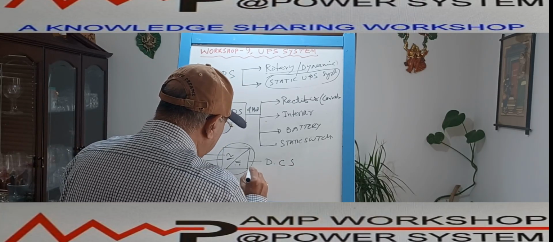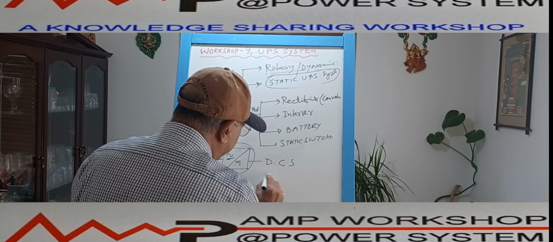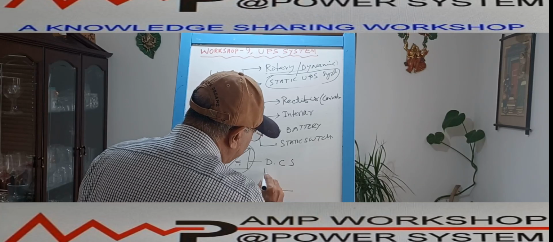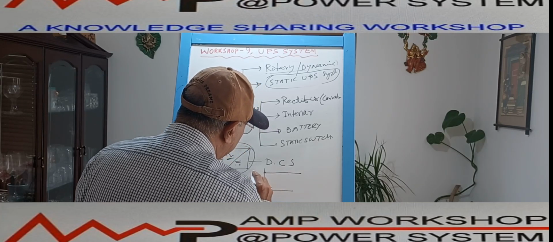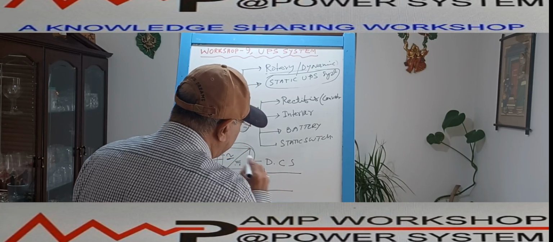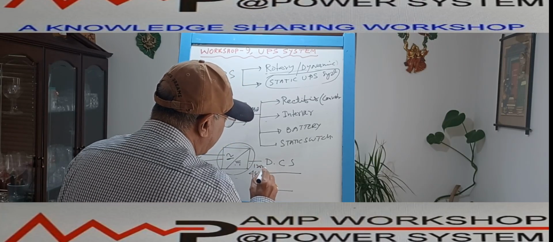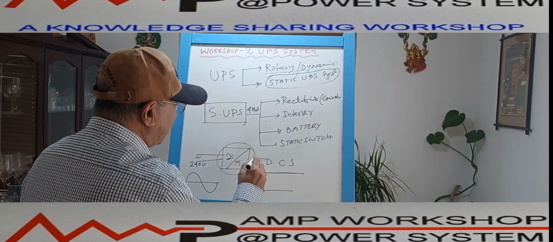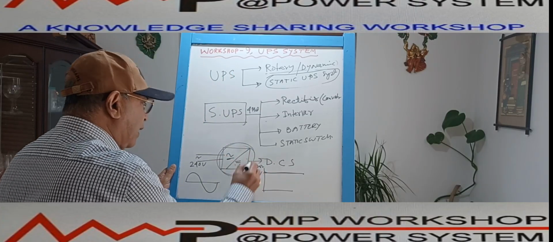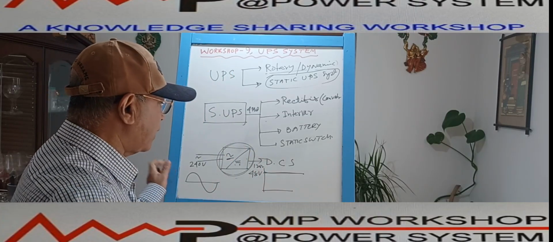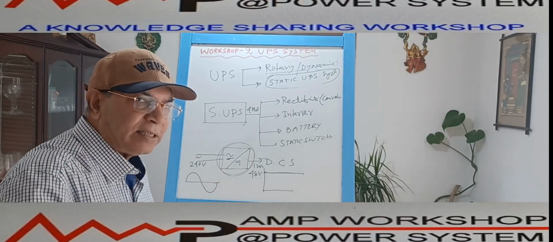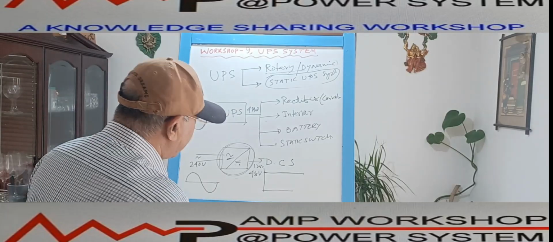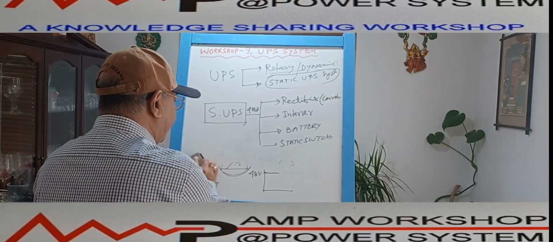At the output of this rectifier, I am getting a constant DC supply. Suppose this is a 48 volt DC, or it is 120 volt DC. I am getting this DC supply at the end of the rectifier. So this is a device which we call rectifier or converter, that is converting AC power to the DC power. So this is the rectifier device.